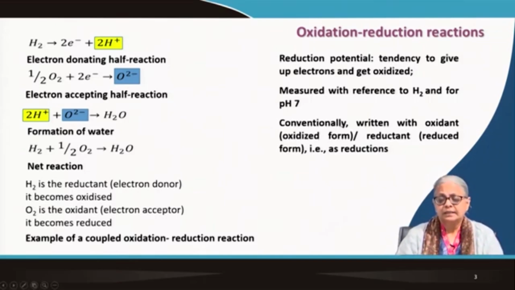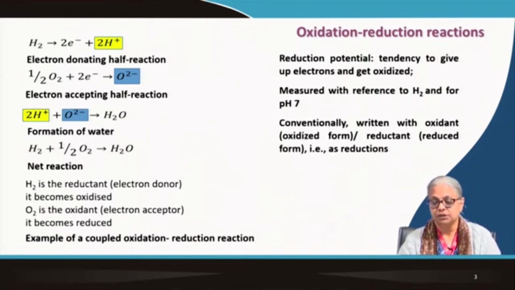It also tells us something about how to measure the reduction potential. So the tendency to give up electrons and get oxidized is basically what we are measuring when we measure the reduction potential. It is always measured with reference to hydrogen and for pH 7.